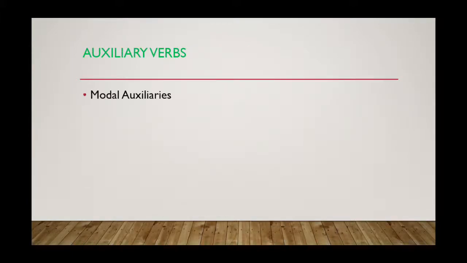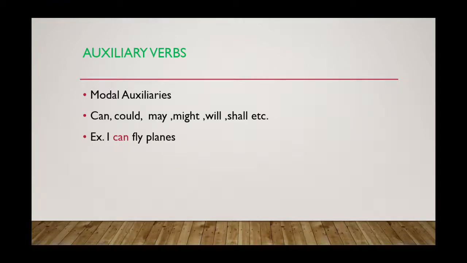First of all, under auxiliary verbs, we have the first category, modal auxiliaries: can, could, may, might, will, shall, etc. For example, I can fly planes. Here, can is a modal auxiliary and it helps the main verb, which is fly. Second example, I will do my work. Here, will is an auxiliary verb and it supports do, which is the main verb.